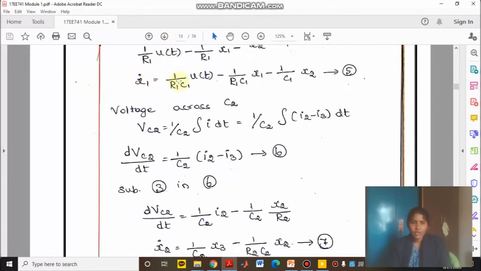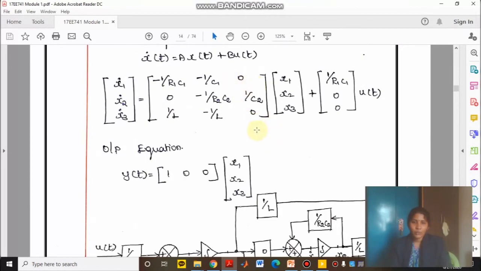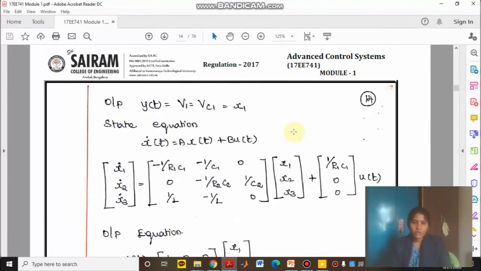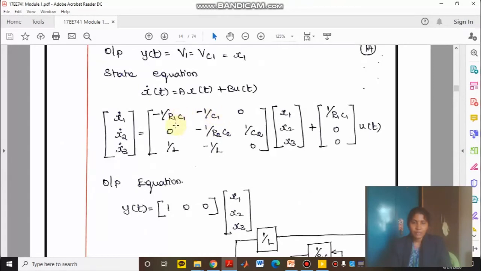You take what is x1 dot. So in x1 dot, we have the coefficient of x1 as minus 1 by r1 c1, and the coefficient of x2 as minus 1 by c1, and the coefficient of x3 we are not getting. So here x3 is absent, so in the place of x3 you can put 0. The coefficient of x1 can be written as minus 1 by r1 c1, x2 can be written as minus 1 by c1. Here this part, that is a12, will have the coefficient of x2 in x1 dot, a13 will have the coefficient of x3 in x1 dot.